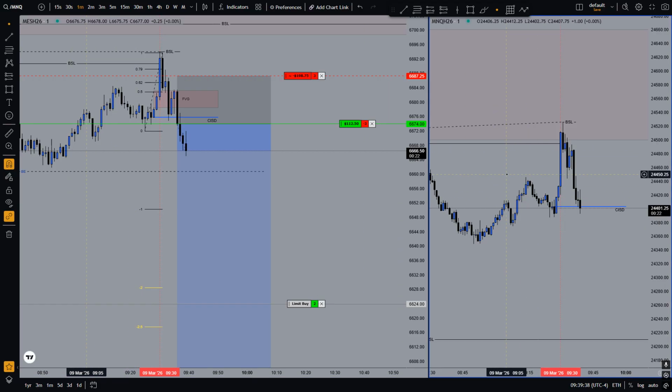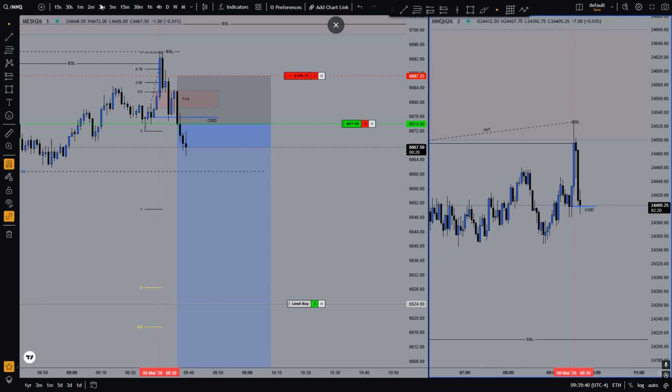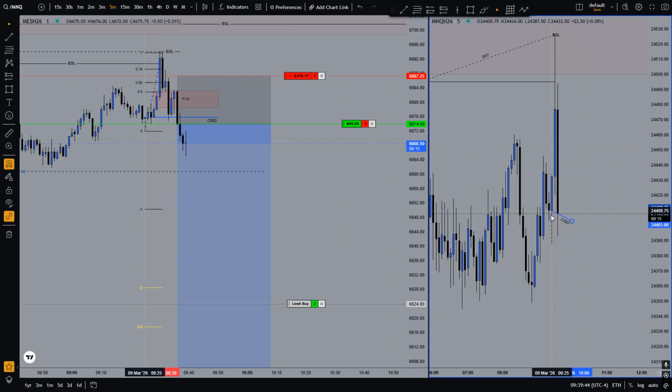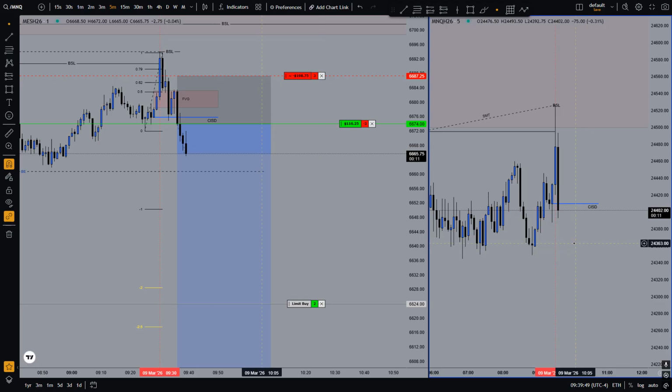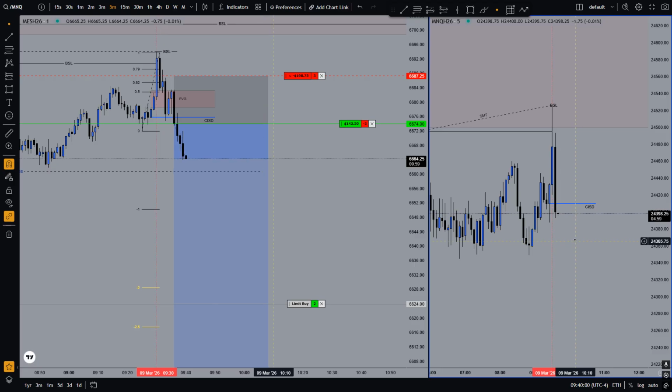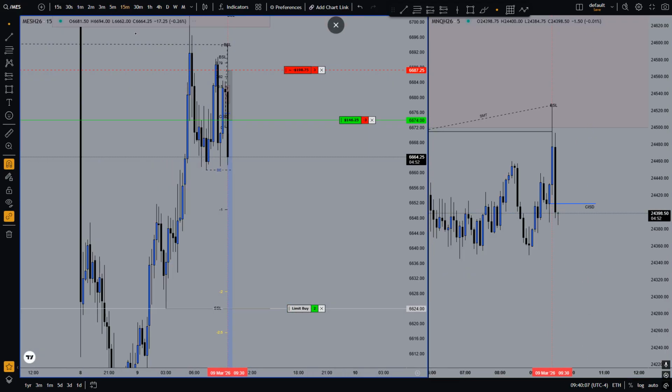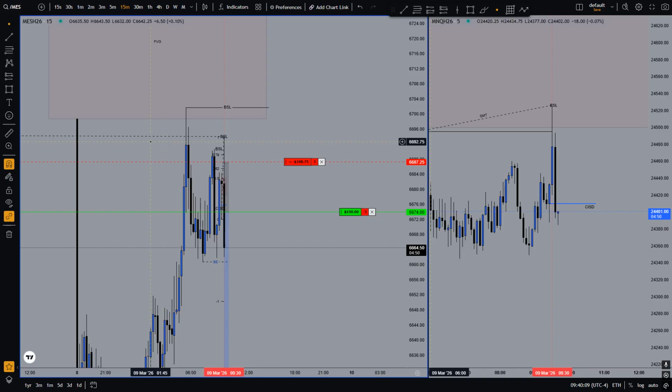NQ looking nice as well. NQ looking to put in a 5-minute change here. See if we can get that. So it looks like we're going to. So NQ puts in a nice 5-minute change to the downside, which is super clean. ES already has. Obviously with ES being the lagging.